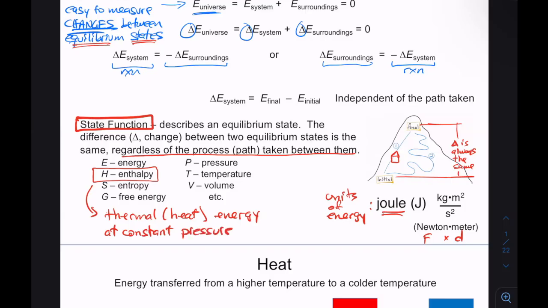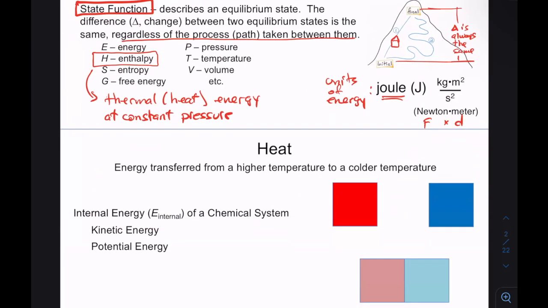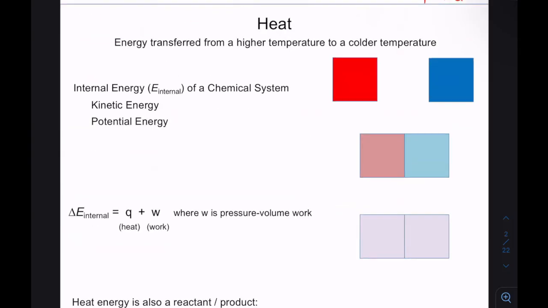All right, so let's talk about heat and temperature in a little bit more detail. We use these words all the time, but what do they really mean? Heat, as a definition, is the energy that's transferred from something that's hotter to something that's colder in temperature. But it's energy. This is thermal energy. And again, this is something that we measure in joules.